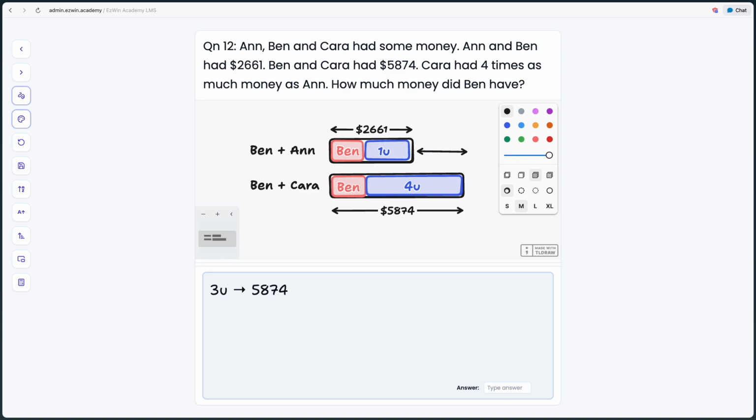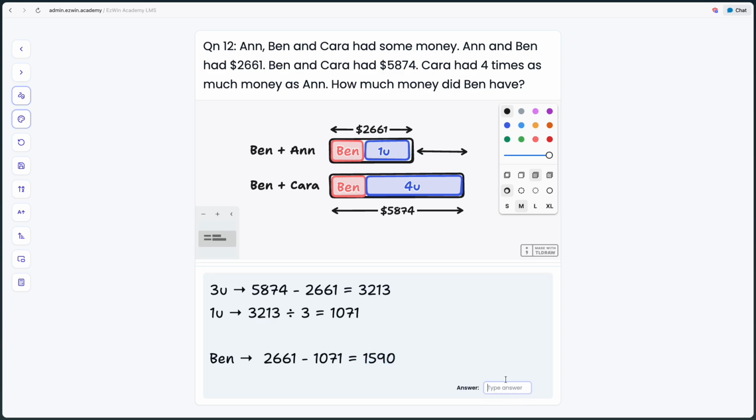5,874 minus 2,661, okay? And this will give us 3213. Then we will just get 1 unit. So 1 unit is 3213 divided by 3. This gives us $1,071. So how much did Ben have? We can just say Ben is equal to 2661 minus 1 unit, 1071, and this gives us 1590. Okay, there you go. So that's your answer. The answer is $1,590.